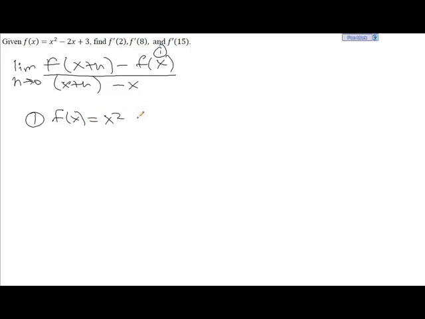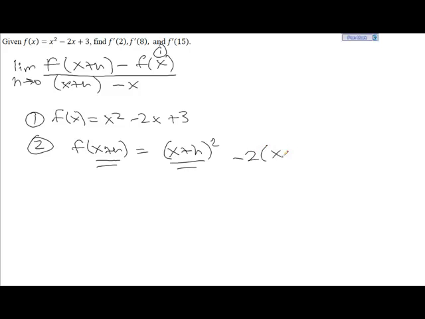This is a step that you can really skip in doing this general derivative equation if you want. But some people just like to have it all down before they plug it in. And then secondly, we'll do f of x plus h, which asks us to plug this in anywhere I see an x. So I will have x plus h squared minus 2 times x plus h plus 3.